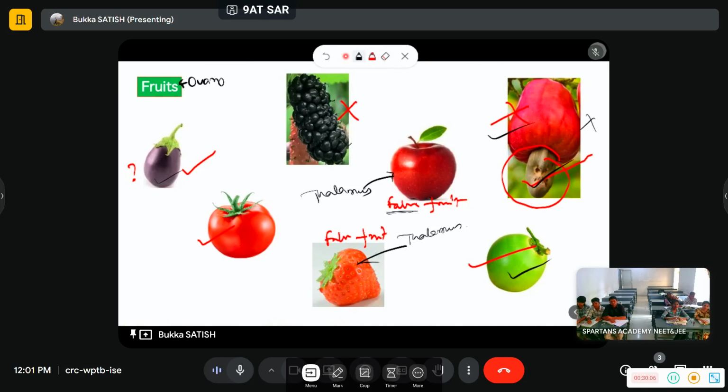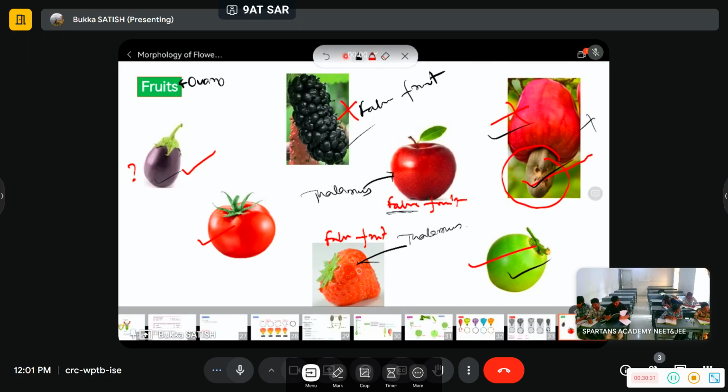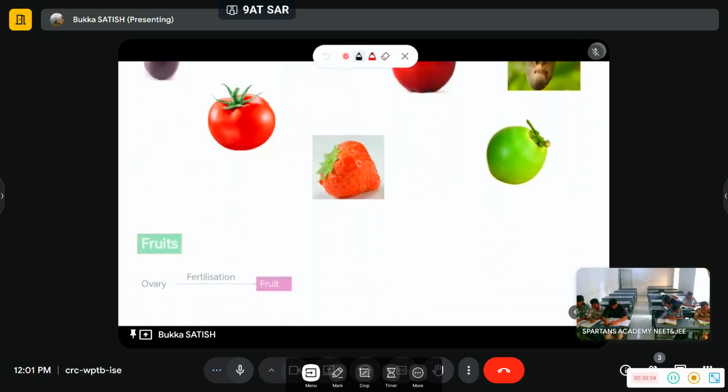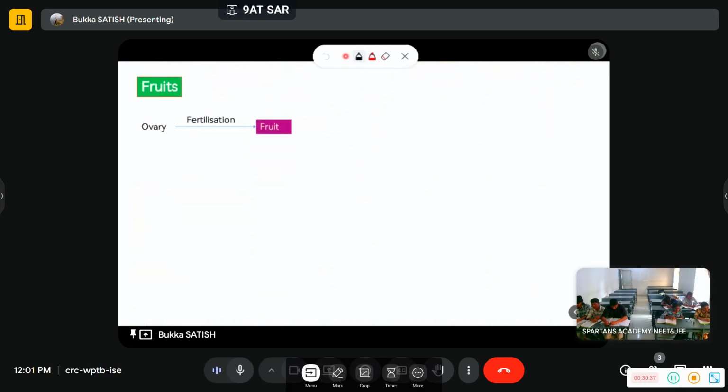Okay, this one is actually mulberry. Here the tepals will develop into fleshy structures. Tepals, not the thalamus, tepals. So this is also a false fruit. True fruit means basically the structure which is developed from the ovary. So brinjal and tomato qualify the definition, not the apple. Right. This is what the fruit is. Ovary develops into fruit after fertilization. So the structure that develops from the ovary is what the fruit is.